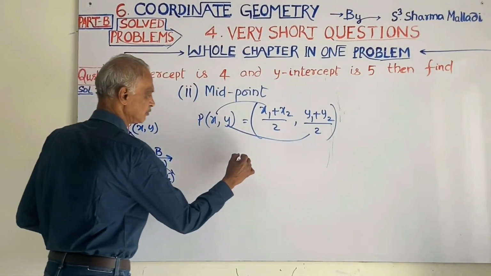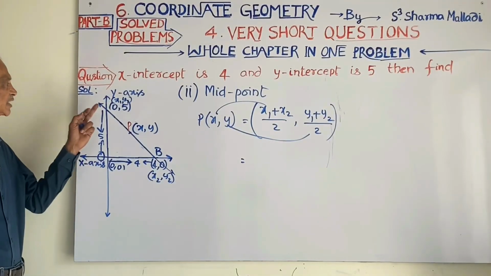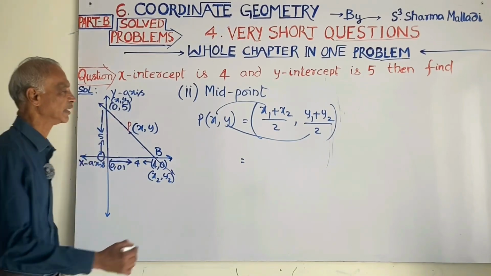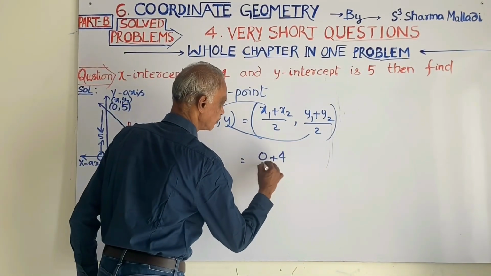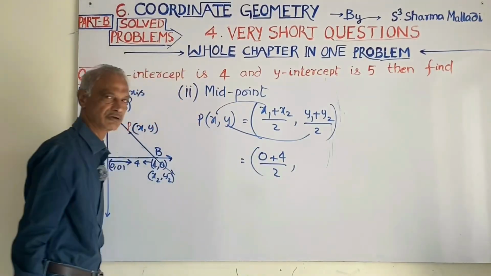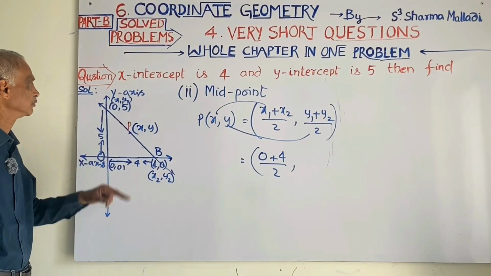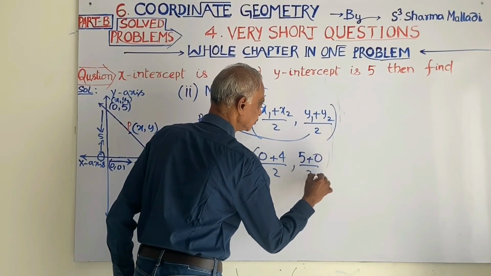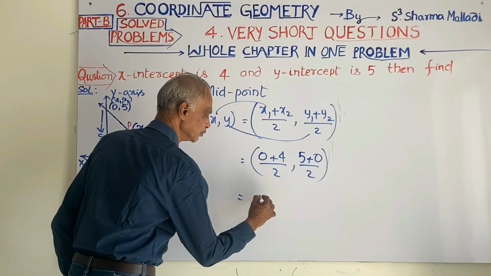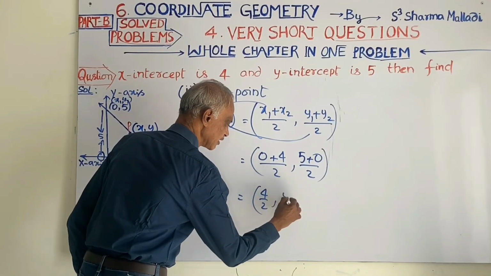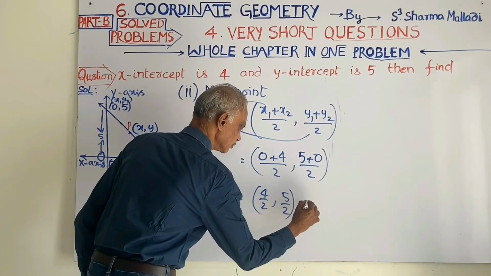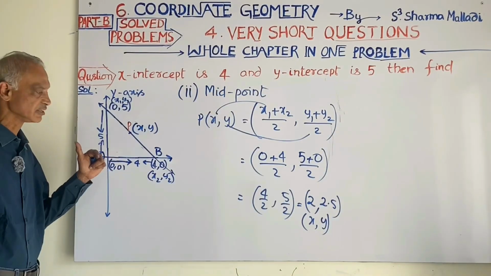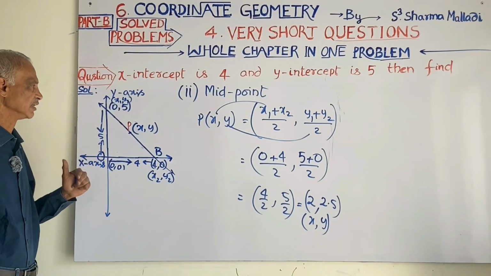Remember. Now we have to find the midpoint. It is very easy. x1, y1, x2, y2. x1 plus x2 by 2, 0 plus 4 by 2 will be the x coordinate, and the y coordinate will be y1 plus y2 by 2, 5 plus 0 by 2. Now you will get 4 by 2 and 5 by 2. 4 by 2 means 2, 5 by 2 means 2.5. Midpoint will be 2, 2.5.